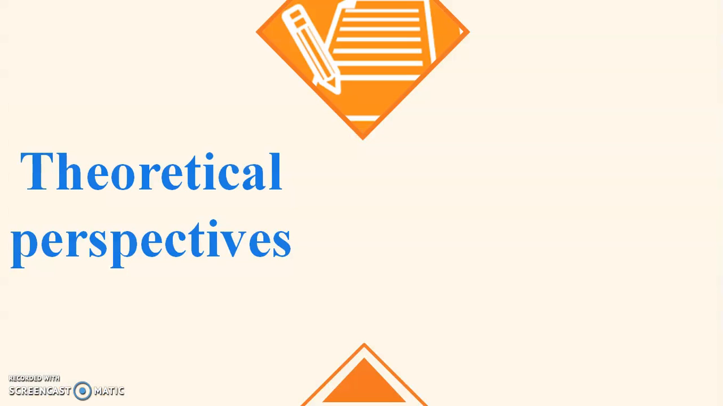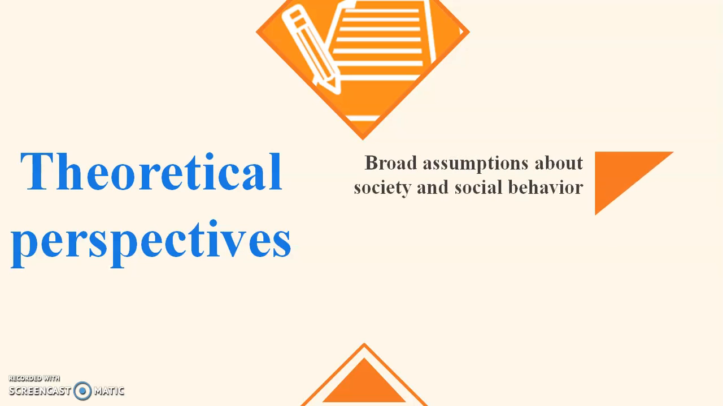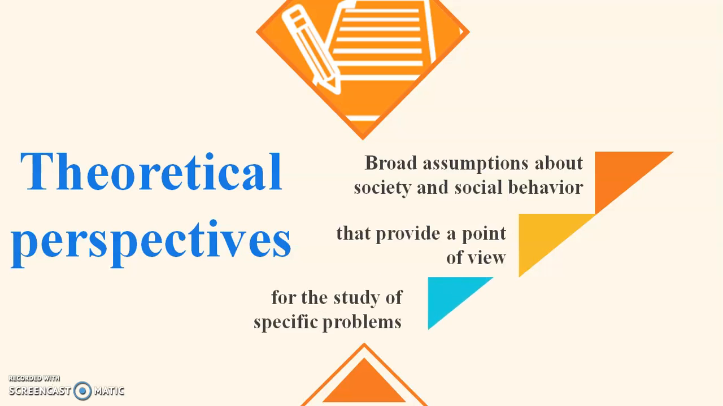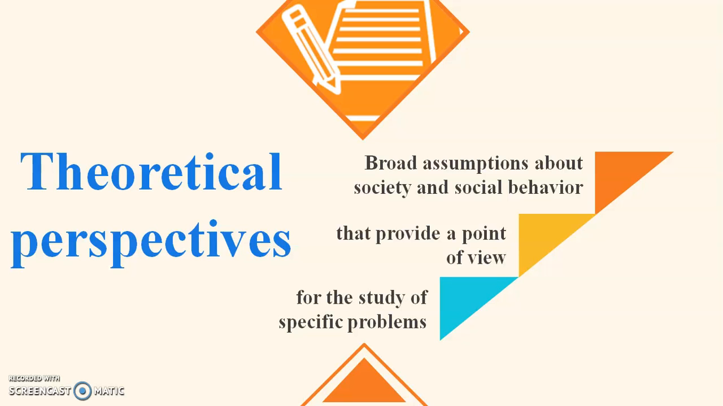So this point of view by the sociologists will be in a theoretical manner, because sociologists observe, experiment and compare society scientifically. So the sociological perspectives are theoretical perspectives. Theoretical perspective means a broad assumption about society and social behavior. This assumption provides a point of view based on society, and this point of view helps to study specific problems that exist in society.